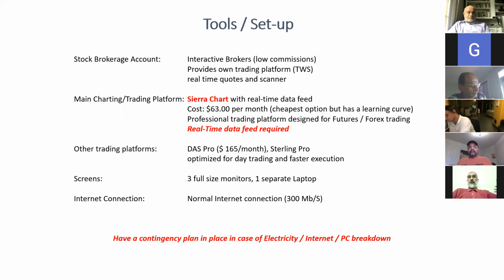The advantage is low commissions. Normally just $2 combined, $1 each way. When you buy a certain number of stocks and sell it, it's just $2.